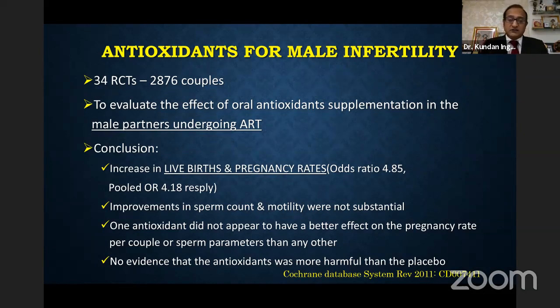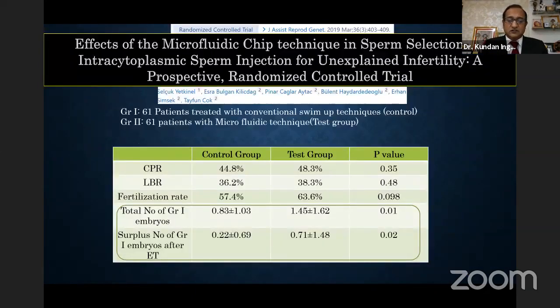Coming to our same discussion about antioxidants for male infertility, this was a Cochrane review in 2011, which clearly said that there is an increase in the live birth rate and pregnancy rate when these antioxidant molecules are given in combination. They also said that they are not harmful, and it is better if we give them in combination, and there is a substantial improvement in the sperm quality.